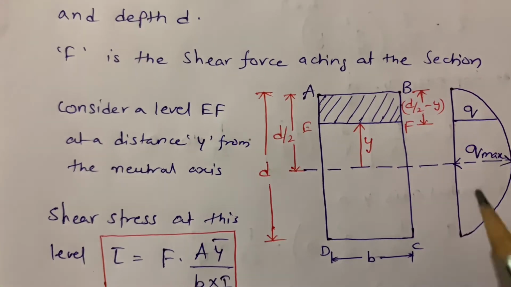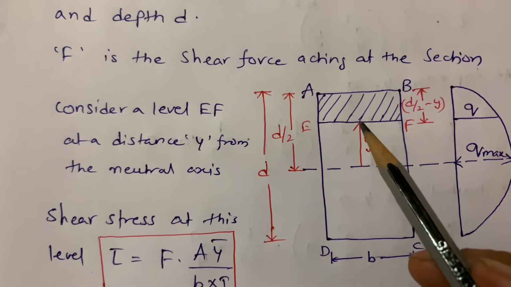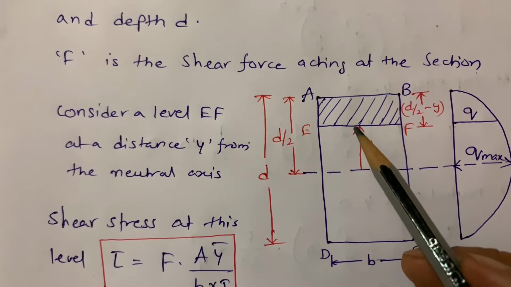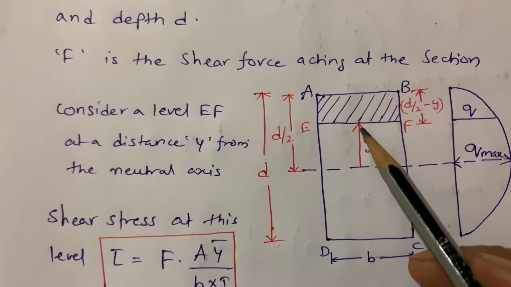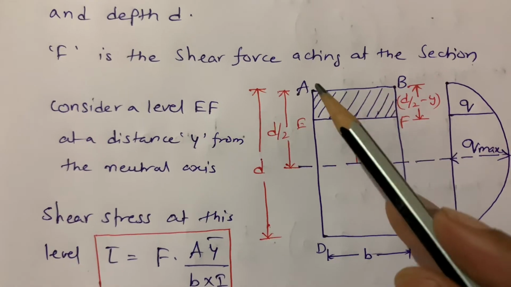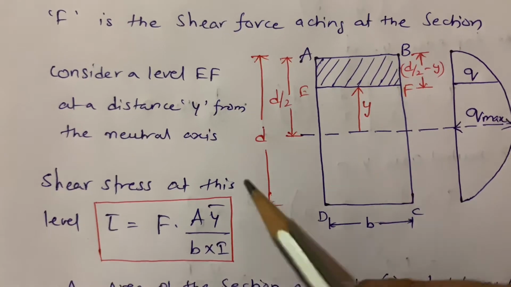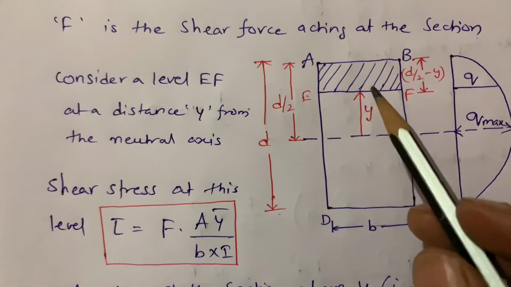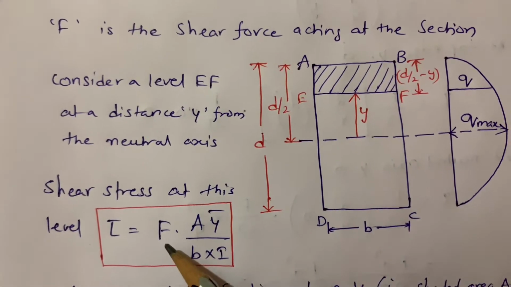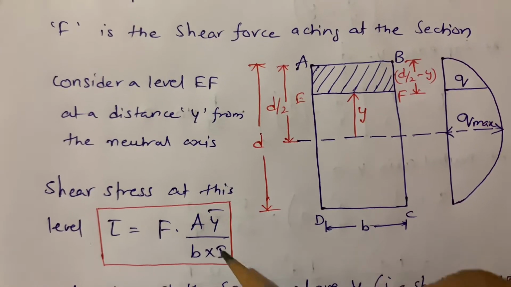Here, I'm considering a strip from the neutral axis to a distance y. This is the shaded area ABFE. Already we know that the shear stress at this level is F into A into y bar by B into I.